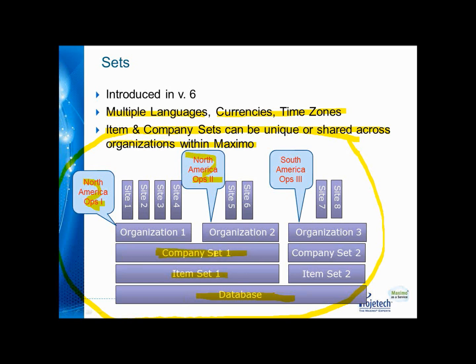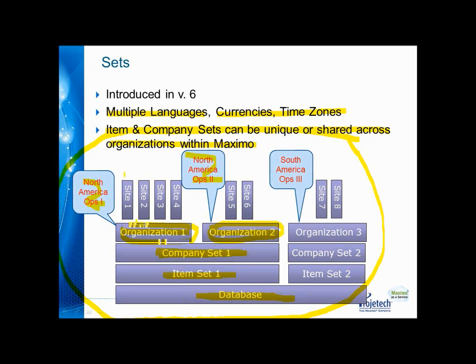I can create a company set, and in this example we've got organizations 1 and 2, which are North America operations 1 and 2, sharing the same vendor list. They also share the same parts list, or item set. That means these two organizations can buy from the same vendors, or maybe the products they're making are similar, so they're buying very similar parts or equipment. So it made sense in this scenario to set them up with one company set and one item set, and then break them out into two separate organizations, as we did here in the slide.